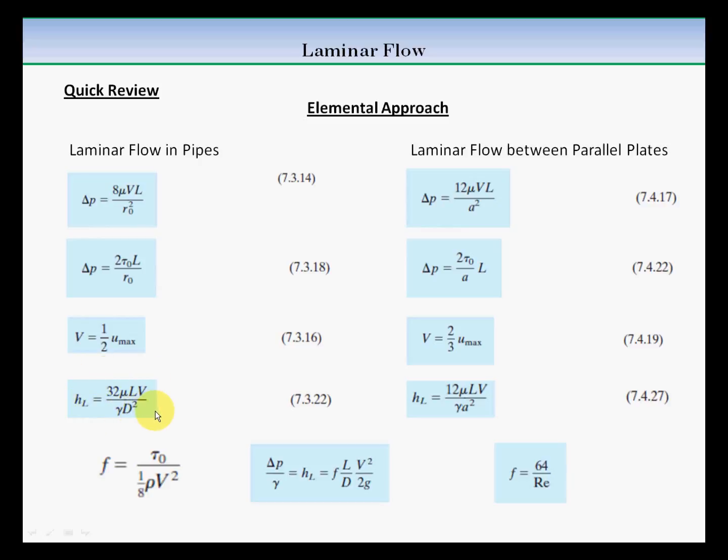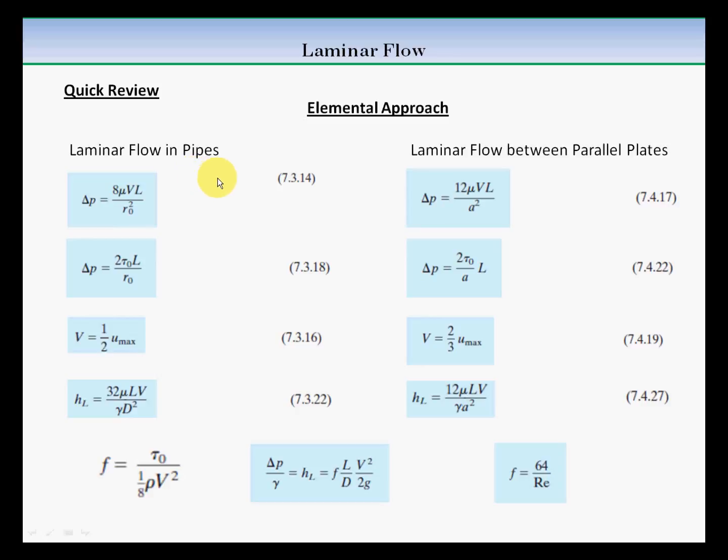So based upon this, we also figured out that there's a friction factor called f, defined as the wall shear stress divided by 1/8 of rho v squared. And using this equation, we were able to relate the head loss with the friction factor, length over diameter, and the velocity head, which is v squared over 2g of the fluid flow. And we also learned that the friction factor for laminar flow, which we are talking about in this section, is 64 divided by the Reynolds number.